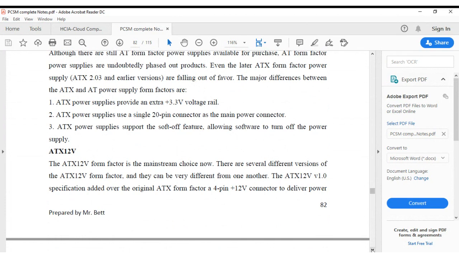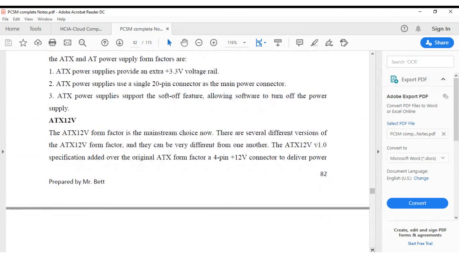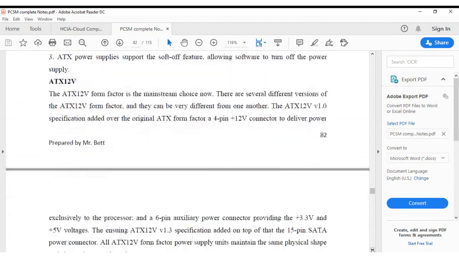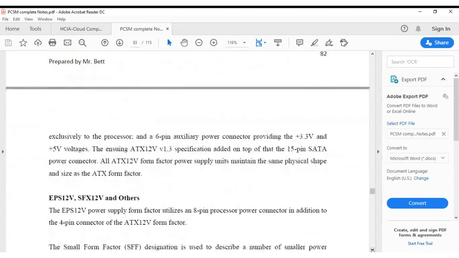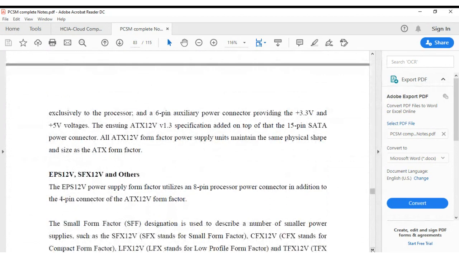Now, the ATX12V form factor is a mainstream choice. There are several different versions of the ATX12V form factor, and they can be very different from one another. The ATX12V v1.0 specification added to the original ATX form factor a 4-pin plus 12V connector to deliver power exclusively to the CPU. Then we have EPS12V, SFX12V, and others.